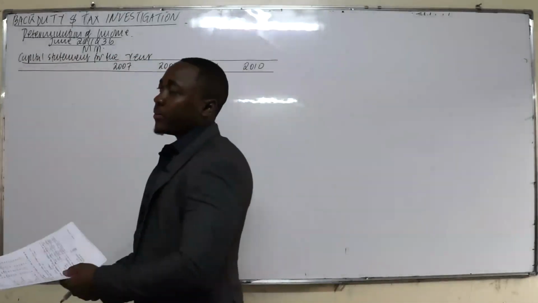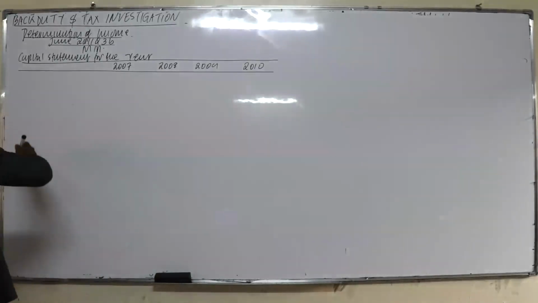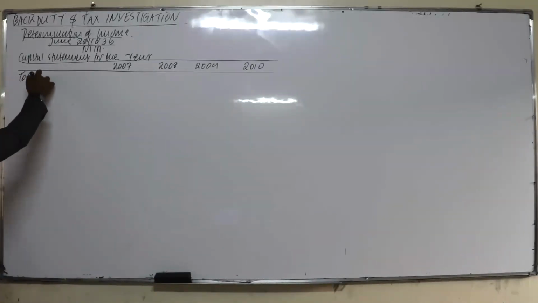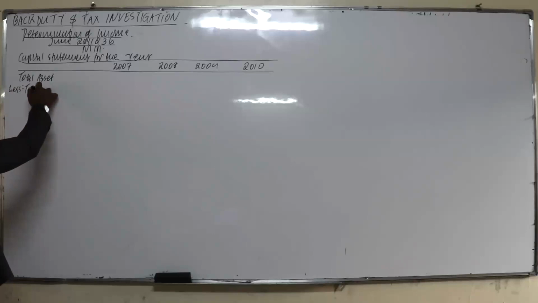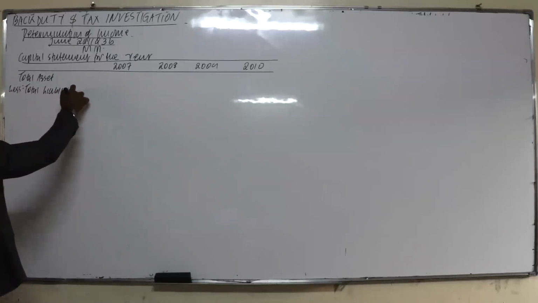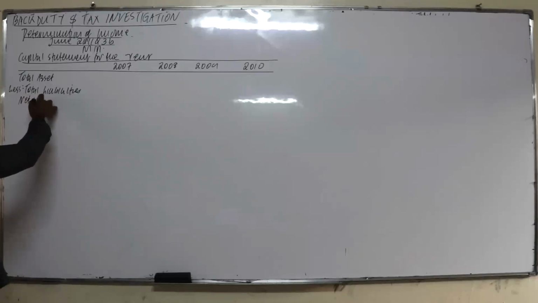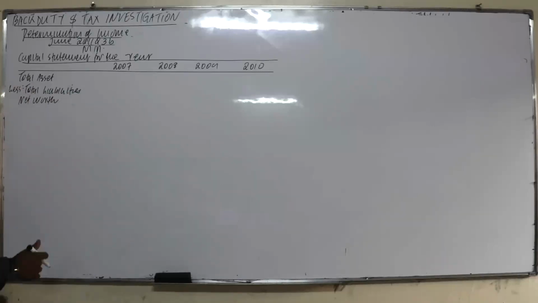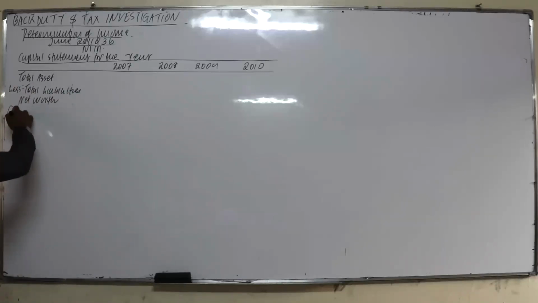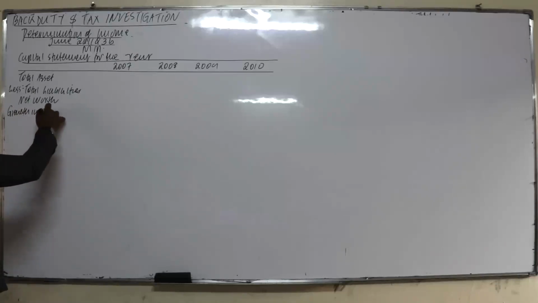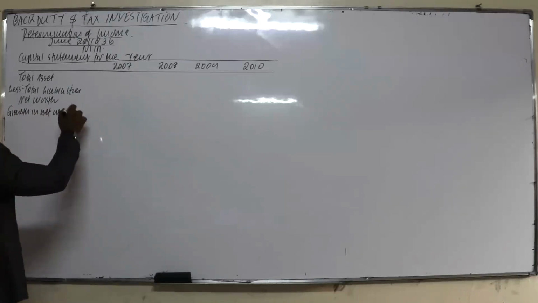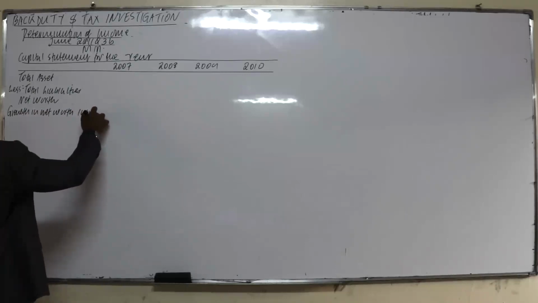How do you determine the taxable income? Step number one, you take the total assets, both private and business. Then you raise total liabilities, private and business, and that's how you get the net worth. Once you get the net worth, you determine the income. How do you get the income? The growth in net worth. Now that growth will be regarded as your income.